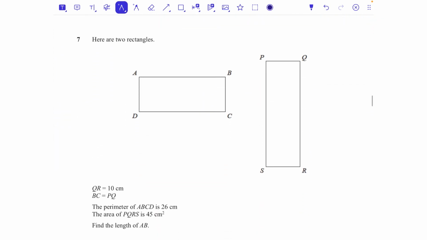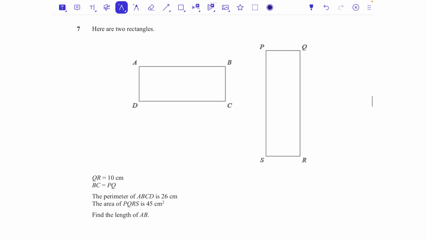Question number 7. Here are 2 rectangles. Q to R is 10. I like to draw it on. As soon as I know what something is, draw it on because it might help you. And it says that BC is equal to PQ. Now, I don't know how long that is, but I'm just going to call it X. I'm going to say this is X and also this is X. B to C is the same as P to Q. So I'm going to call them both X so I know that they're the same.